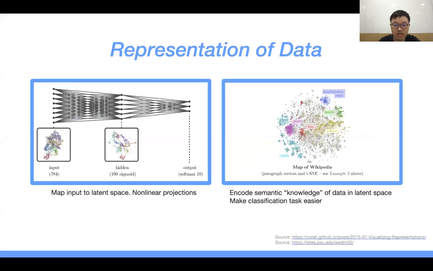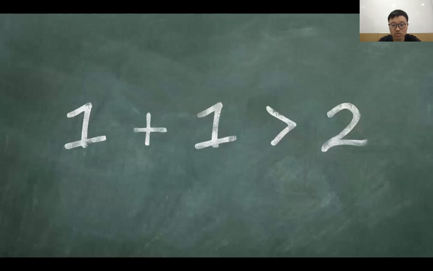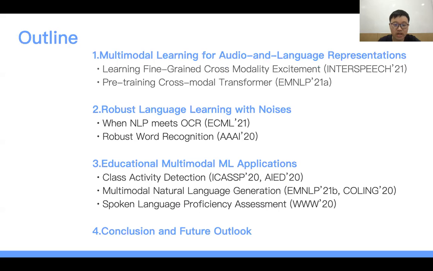When it comes to machine learning or deep learning, a large body of research work deals with learning data representations. Effective representations can solve the majority of industrial machine learning problems. In this talk, I would like to share some of our experience bringing together information from different modalities to achieve better and more effective data representations. Here is the outline of my talk. In the first part, I will talk about multimodal learning for audio and language representations. In the second part, I will talk about robust language learning with noises. In the third part, I will talk about the educational multimodal machine learning applications we build at TAL. In the last part, I will conclude and outline some future outlooks.